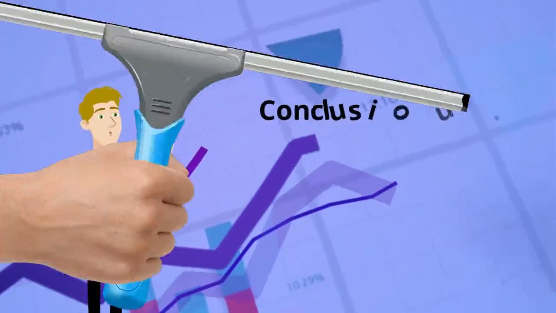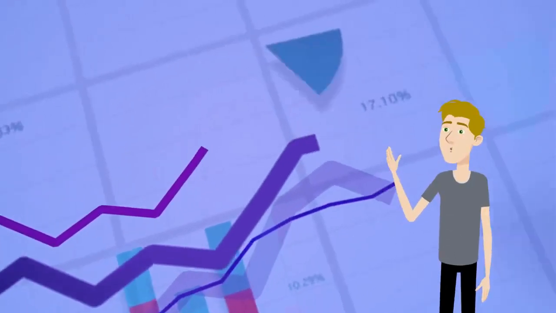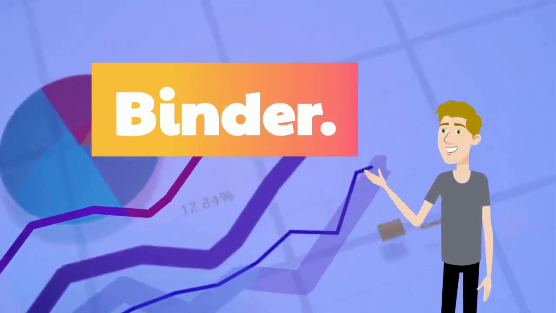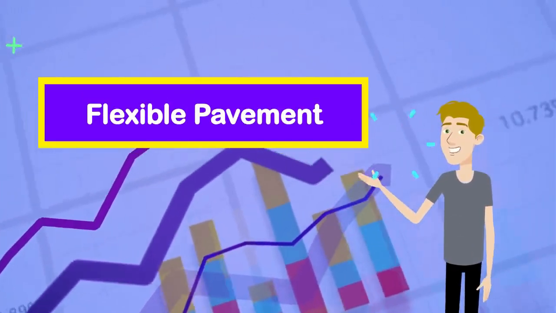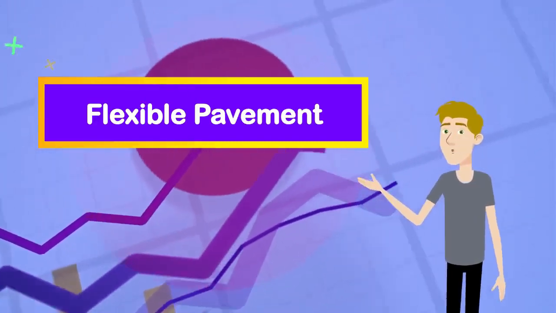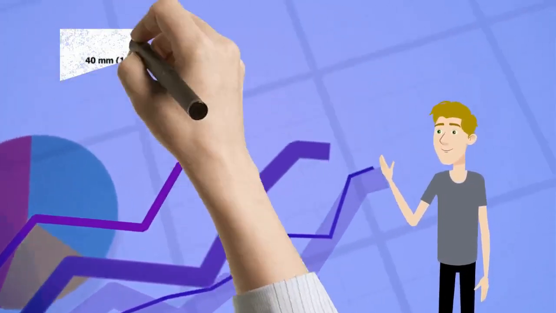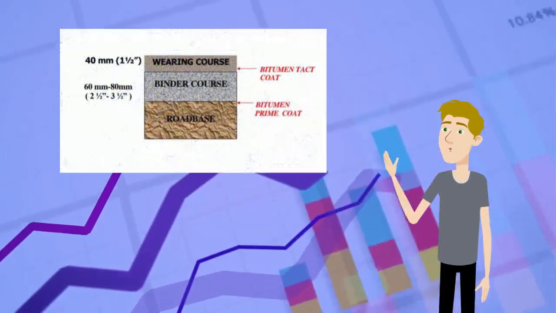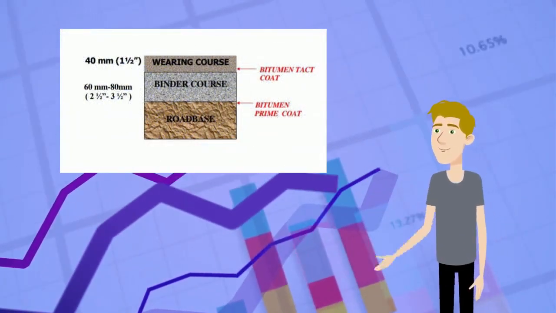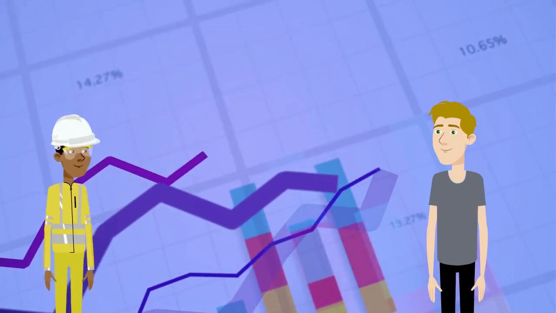In conclusion, basically, binder is one of the layers of road structure for flexible pavement design only. It is installed on top of the road base, and there is a prime coat between them as a glue, and its function is to distribute load from the wearing course, or what we call the surface course, to the road base or base course. Am I right? That's right.